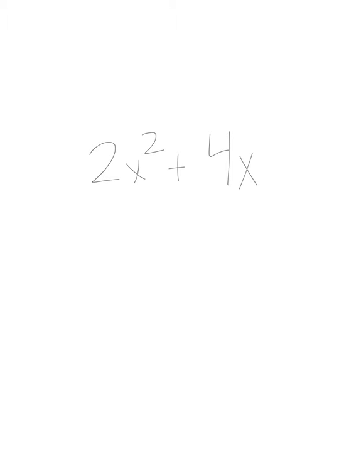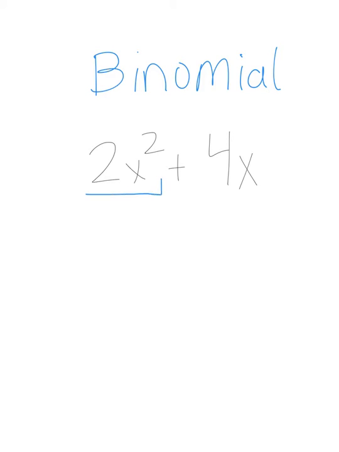This is called a binomial because there are two terms. Every binomial has two terms.